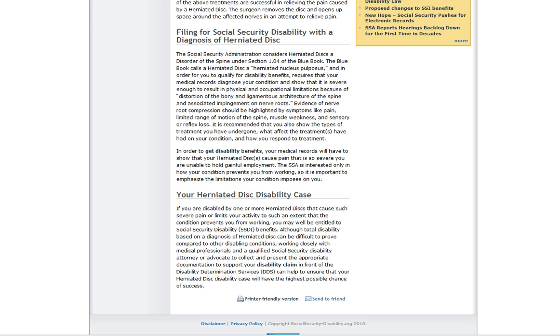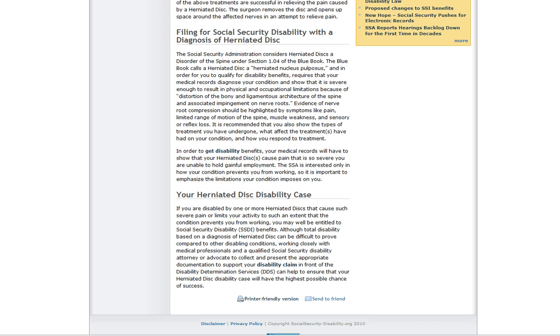The Social Security Administration considers herniated discs a disorder of the spine under Section 1.04 of the Blue Book. In order to qualify for Social Security disability benefits, the Blue Book requires that your medical records diagnose your condition and show that it is severe enough to result in physical and occupational limitations because of distortion of the bony and ligamentous architecture of the spine and associated impingement on nerve roots. Evidence of nerve root compression should be highlighted by symptoms like pain, limited range of motion of the spine, muscle weakness, and sensory or reflex loss.